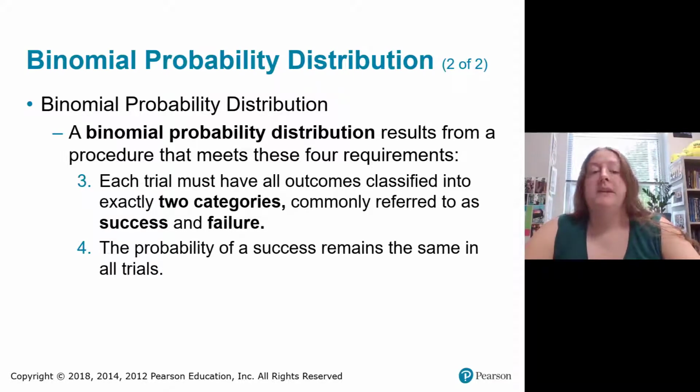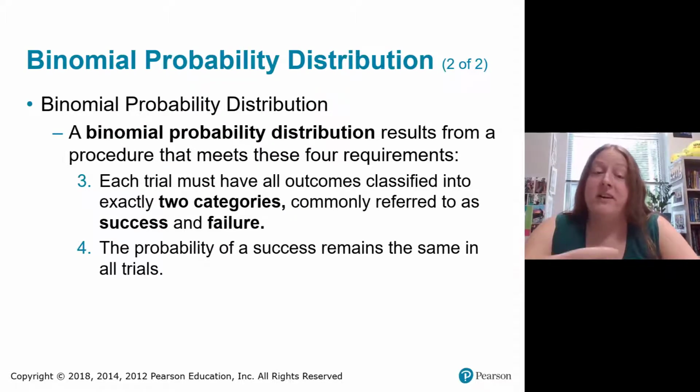The third requirement is that each trial must have 2 possible outcomes. And it might be that there's lots of outcomes, but we're going to be classifying them into exactly 2 categories, and we have to be able to do that. That's probably the biggest key between a binomial probability distribution and some other options for probability distributions. So 2, binomial 2, all right? 2 categories. We normally call them successes and failures, and we'll be following that throughout this lesson, all right?